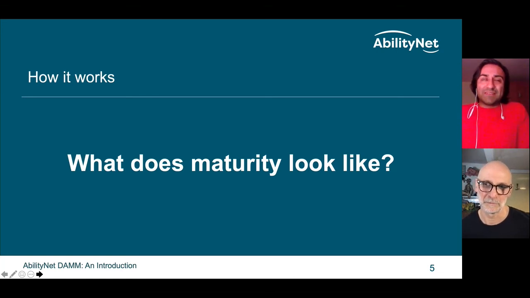So the whole idea is, at the end of this process, and once you mature in accessibility, digital accessibility is embedded in your organization. Making inclusive digital products and services is part of your DNA. That's where we want you to get to as an organization.